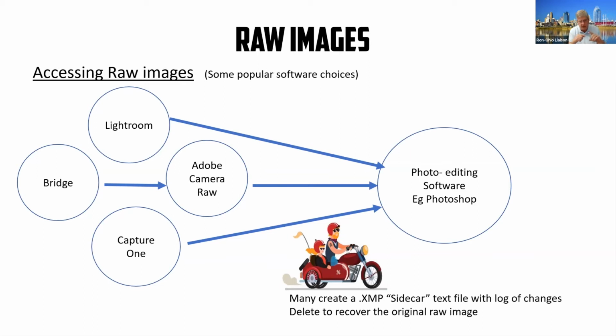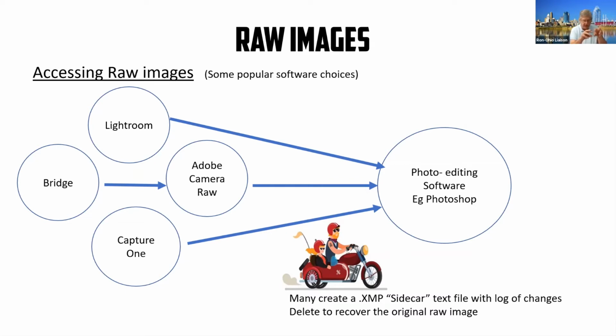Those extra files are called sidecar files. What they are is they're little XMP text files. And what they do is they carry with them all of the changes that you've made to that raw image. So not only do you have the raw image, now you've got this little sidecar file that's associated with it, has the same file name, just this .xmp file. And that gets carried along with that.